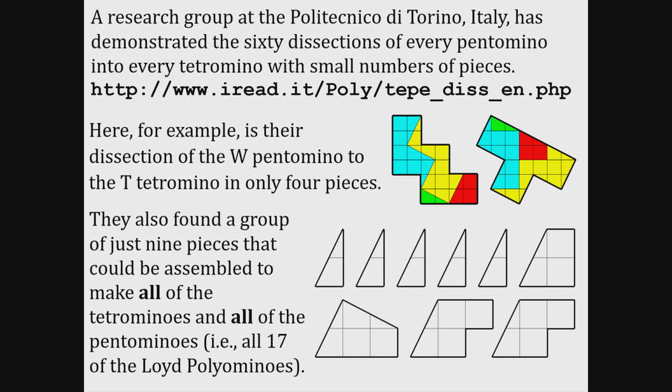And there's a group at the Politecnico di Torino in Italy who have actually studied all 60 of these, and they've got diagrams on their website which are absolutely beautiful. Now, one of the questions that they came up with is, is there some sort of universal polyomino dissection, so that you could dissect all of the tetrominoes into all of the pentominoes with the same group of pieces? And this is the group of pieces that they came up with. As you can see, there are 5 of Sam Loyd's little triangles. There's a trapezium, there's a quadrilateral, and there's 2 rather peculiar shapes as well.